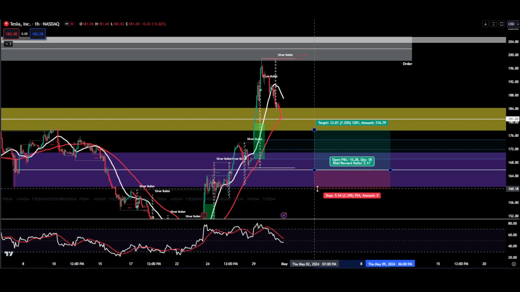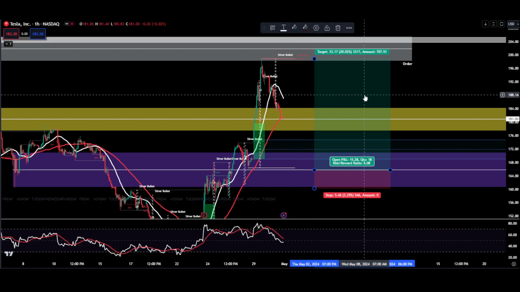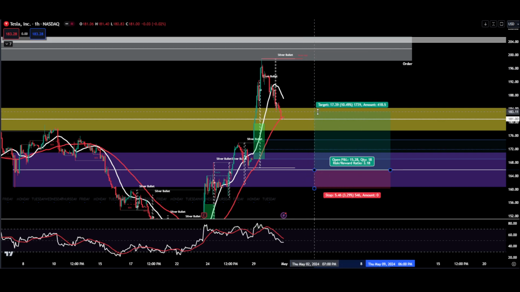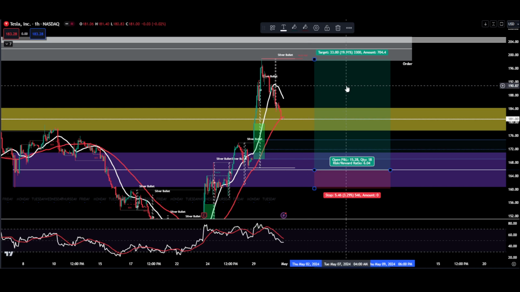Inside the mitigation block, you can use the block itself as your stop loss and target a 2-to-1, or target the previous high if you want to run something that's multiple weeks out. Anywhere from a 2-to-1 back into the breaker block, we got a 2.7, all the way up to a 6-to-1 if you're targeting the previous high.